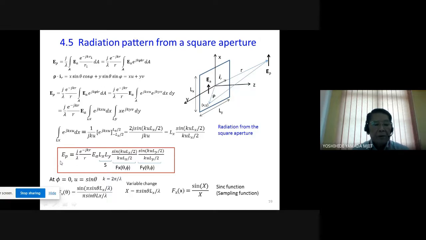So finally, the radiation pattern is expressed by the size multiplied by this part, and X is changed to Y. So this is the X direction radiation pattern, and this is the Y direction radiation pattern.